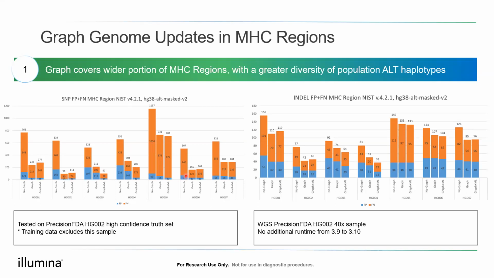But we can definitely see that the graph improvements have made a huge and significant difference in terms of the errors that we were seeing previously when you didn't have the graph specifically for the MHC region. Again, with this capability, there is no additional runtime for the graph improvements we have done, so you can get the benefit of using the graph versus not, and you don't have to run it for much longer than you otherwise would have.